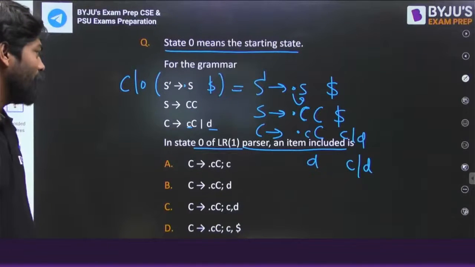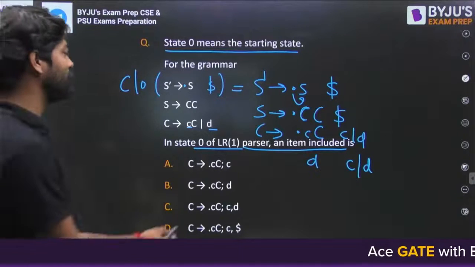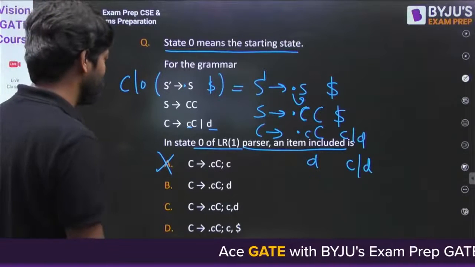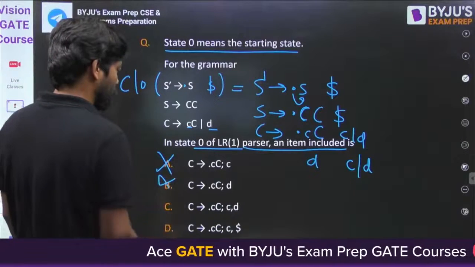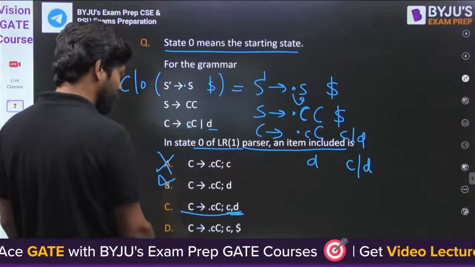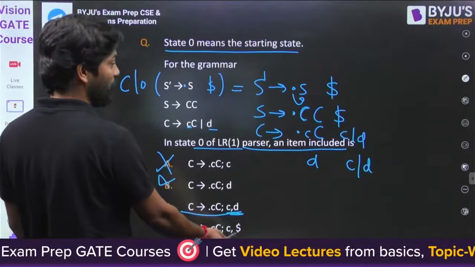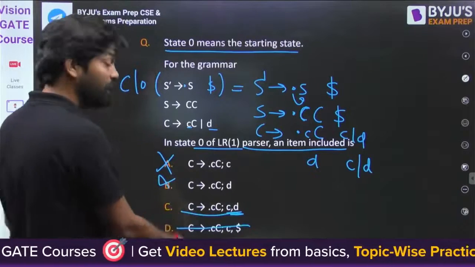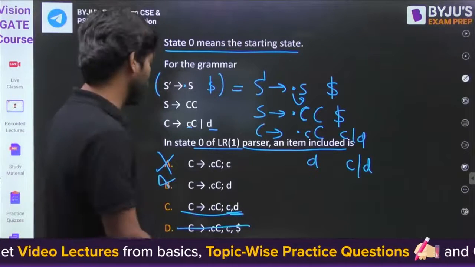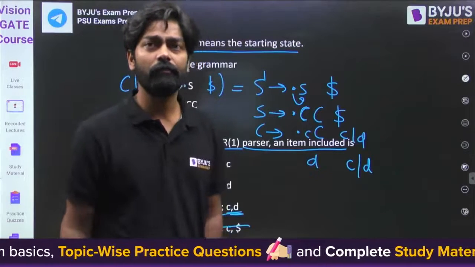They are asking about I naught. So C goes to dot CC. Only C they have written. A is not the option. C goes to dot CC. Only D they have written. Fine. So C goes to dot CC and C oblique D. Yes, C comma D. Yes, that is right. And C goes to dot CC, C and dollar. No, this is wrong. So C is the correct option. So C for Chennai is the right answer for this one. Okay.